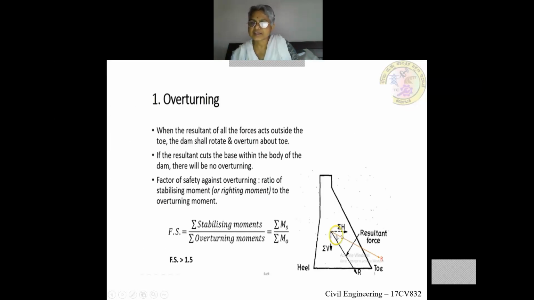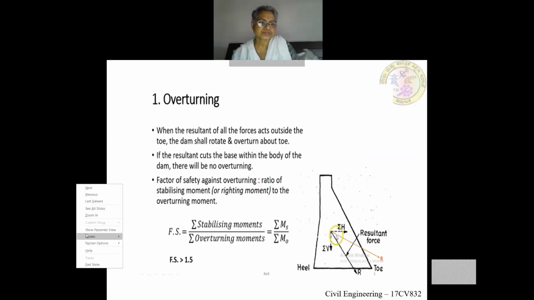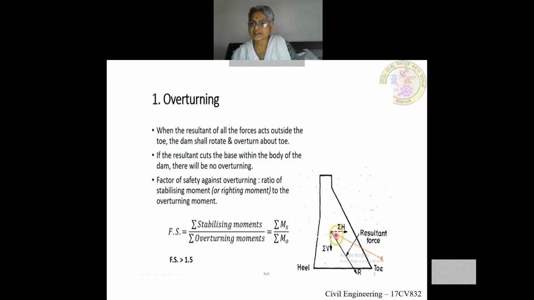You can see here, this is the resultant. This is the resultant which is not passing through the base. It is passing away from the base outwards. The resultant is outside the toe of the dam. In that case, the dam will tilt about this toe.